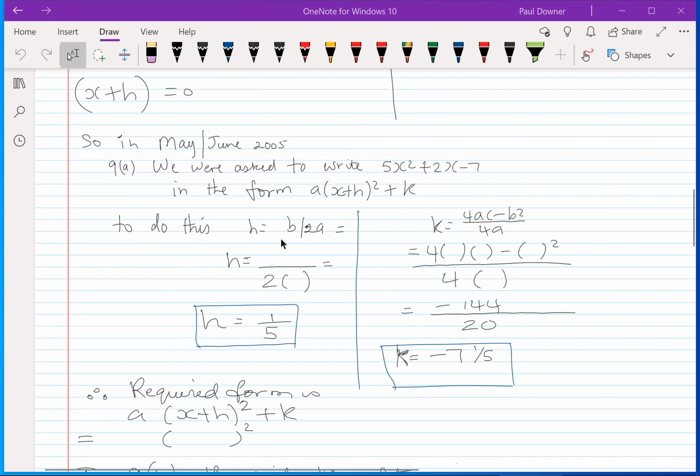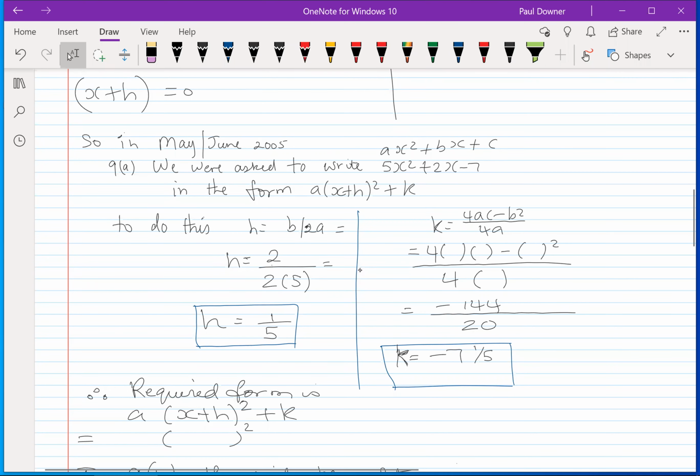Let's work out h. B from here is 2. So I'm going to put the 2 on top, over 2 times a. What's the value of a? Well, a, if we go here, is 5, right? Remember, it's ax squared plus bx plus c. So that's how I could put a as 5 right there. So I'm going to put in the 5. What will happen is that this 2 will cancel into itself one time and into here one time. So you end up with 1 over 5.